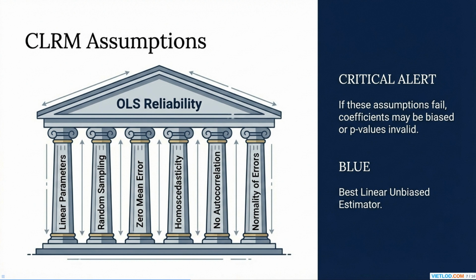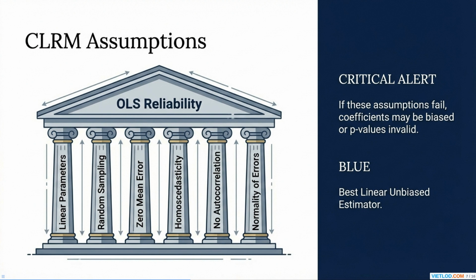The reliability of OLS estimates is fundamentally built upon a set of conditions known as the classical linear regression model, or CLRM, assumptions. These assumptions are the structural pillars that support the entire edifice of our model's validity. They include key elements like linearity in parameters, ensuring our model is correctly specified, and the principle of random sampling, which is crucial for external validity.